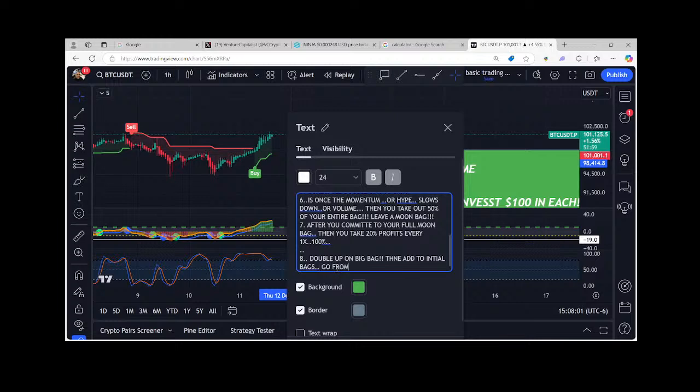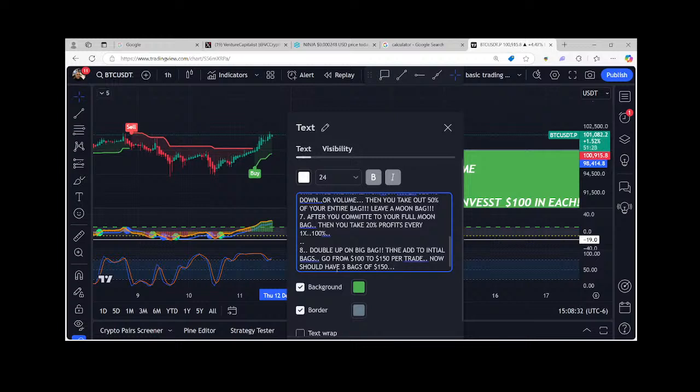Go from 100 to 150 per trade, right? So now you should have 3 bags of 150, right? And then every single time you double your bag, you increase again, right? Then you go to $200 a trade, right? And what you're doing is compounding profits to get yourself in a situation, right?